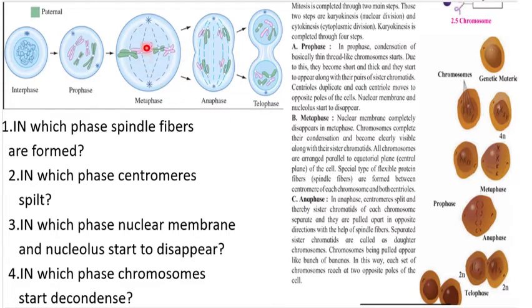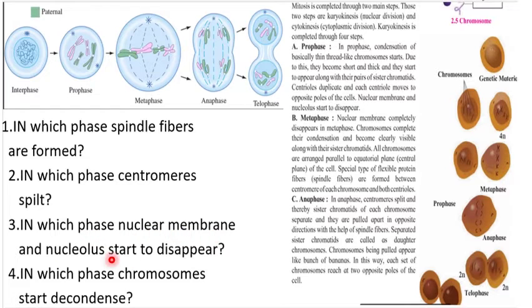Now, as we know that spindle fibers are formed in the metaphase. So, the spindle fibers are formed between the centromere of each chromosome and both the centrioles. Now, in which phase does the centromere split? Here the centromere splits. So, in the anaphase, the centromere splits. In anaphase, the centromere splits and thereby the sister chromatids of each chromosome separate and they are pulled in the opposite direction with the help of the spindle fiber.